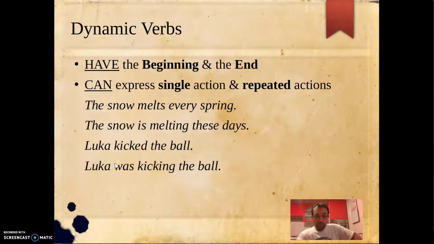The dynamic verbs express actions which have both the beginning and the end, and they can express a single action which has the beginning and the end, and more of such actions which have the beginning and the end. So, the snow melts every spring. All the snow is melting these days. Luca kicked the ball, or Luca was kicking the ball. Right? Notice, Luca kicked the ball means once, Luca was kicking the ball repeatedly. Right?